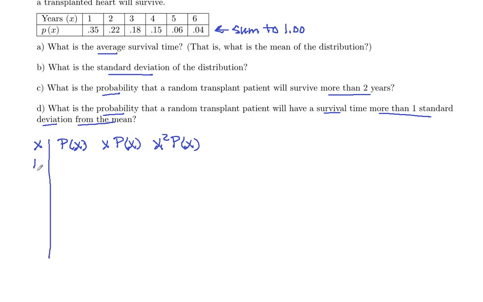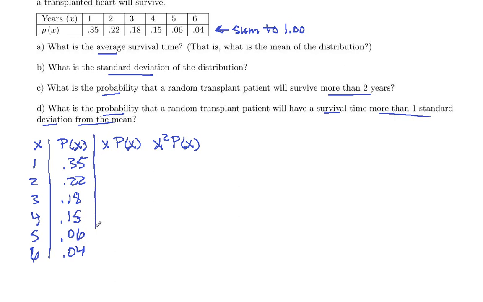So we've got here 1, 2, 3, 4, 5, 6. Probabilities were 0.35, 0.22, 0.18, 0.15, 0.06, and 0.04. And then to get the third column, you multiply straight across.